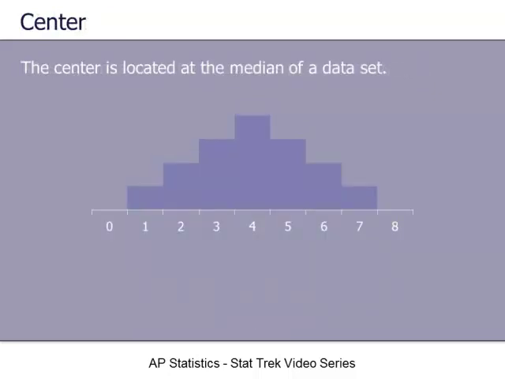Graphically, the center of a data set is located at the median of the data set. This is the point where half of the observations are on either side. Here the observations are centered over 4. So you would say that the center of the data set is at 4.